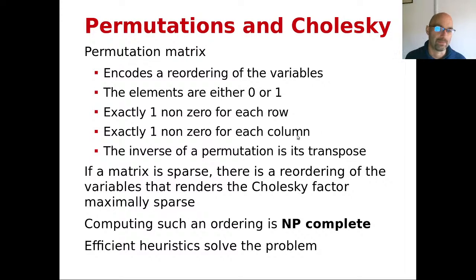It's basically a special case of an orthonormal matrix, okay? And also, being a special case of an orthonormal matrix, the inverse of a permutation is its transpose. If you look at what a permutation matrix does, it just shuffles the elements. If you apply the permutation matrix to a vector, you will find that the values are not changed, but their order is, okay?